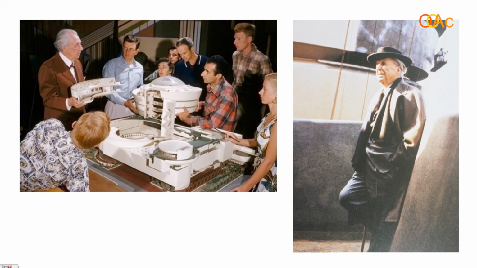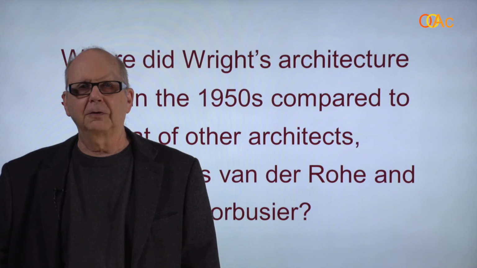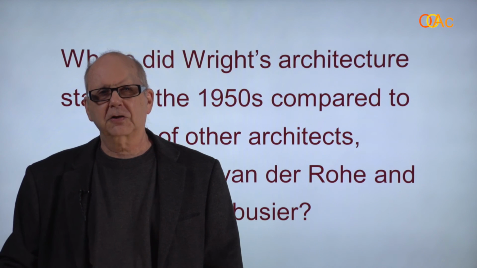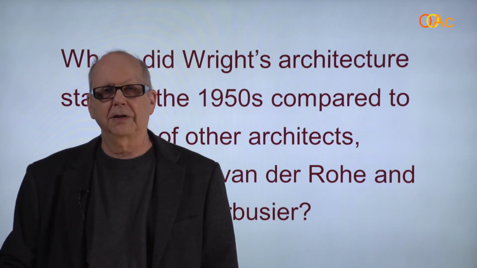Wright saw the completion of the building but died before it opened. So where did Wright's architecture stand in the 1950s compared to that of other architects, including Mies van der Rohe and Le Corbusier? Something for you to think about. And in our next lecture, we're going to look at some hidden patterns that appear in various of Wright's buildings.